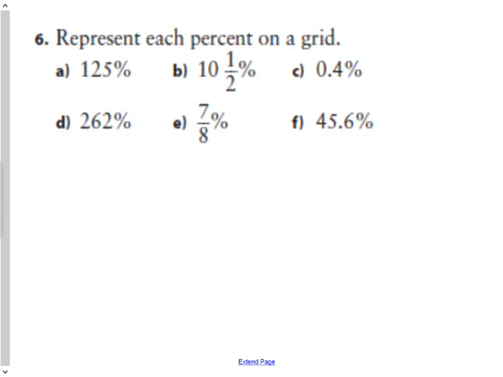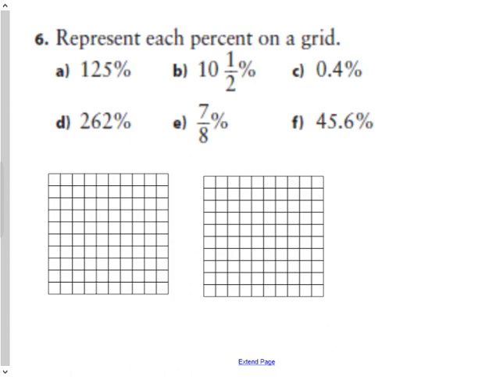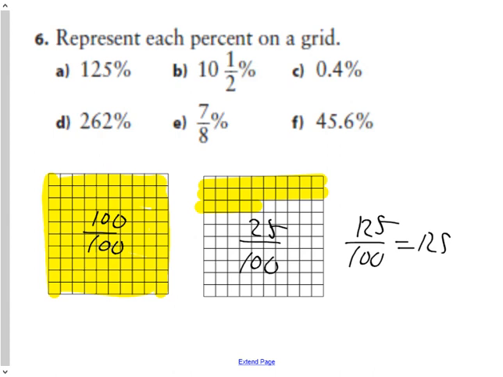Question 6 asks us to represent each percent on a grid. So if I think of A, 125%, I know definitively 100% would be shading in all of the 1/100ths grid. So I'm going to shade that in as 100%. And if I wanted to write that in, I could write 100 out of 100. Over here, if I shaded in 25 of them, that represents 25 out of 100. So together, if I combine those two, it's 125 hundredths, which is 125%.